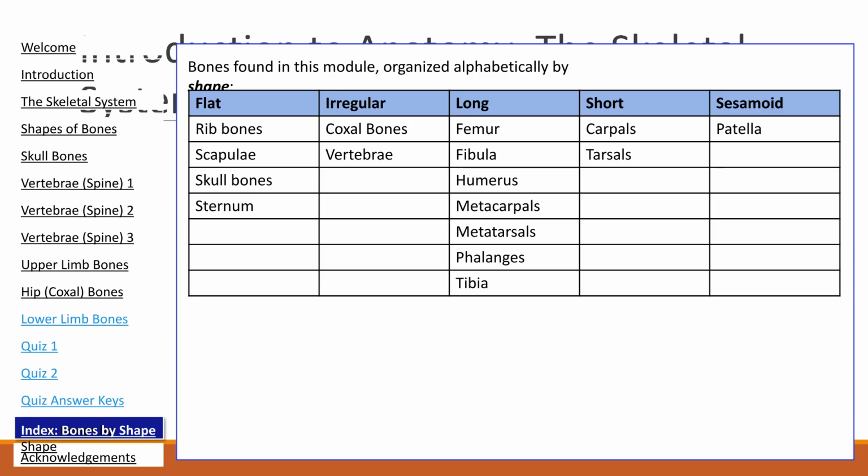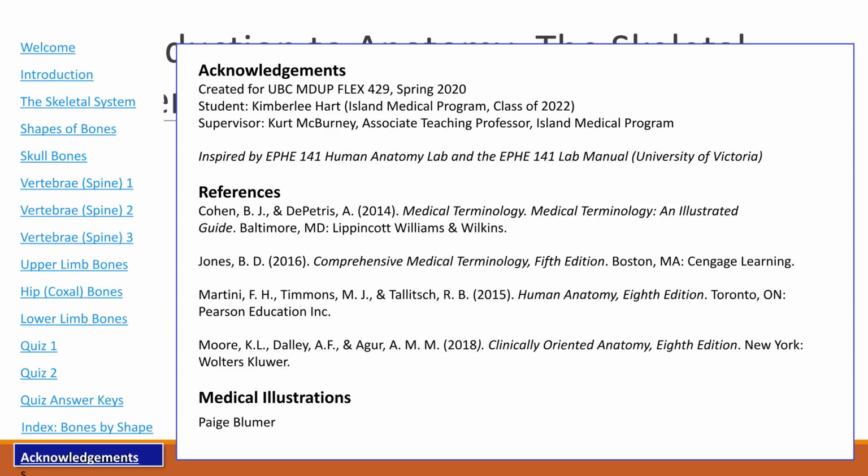Quiz 1 is a set of questions to test your knowledge of the anatomical regions covered in this video. Quiz 2 consists of matching questions. Write down your answers and check them with the answer key at the end of the video.